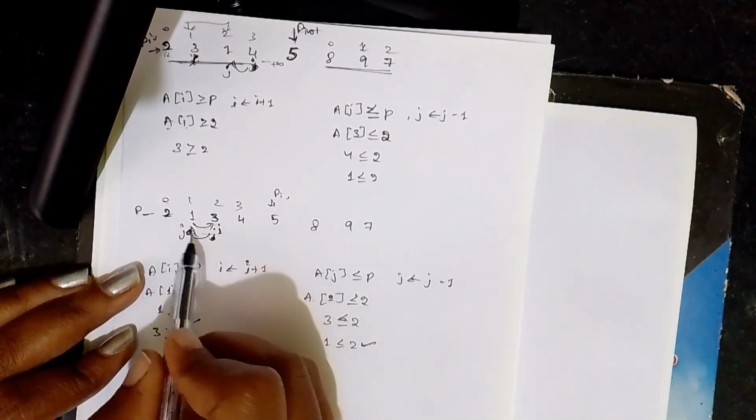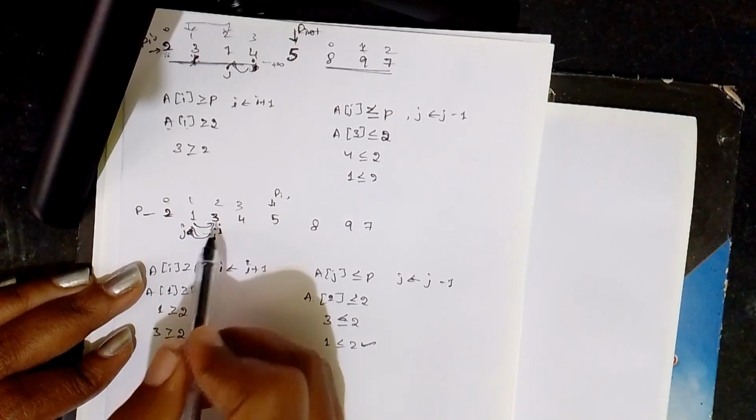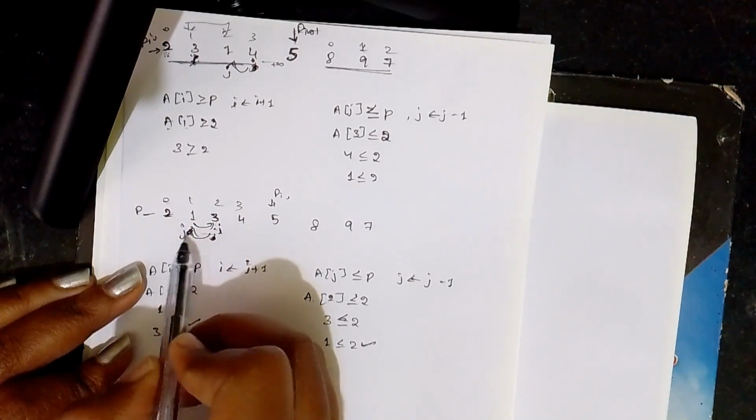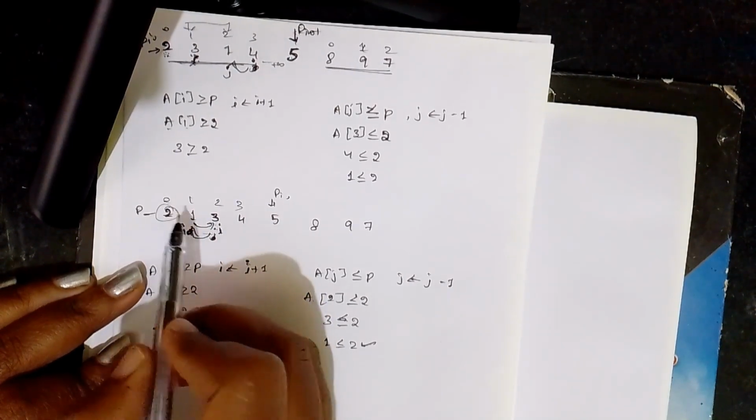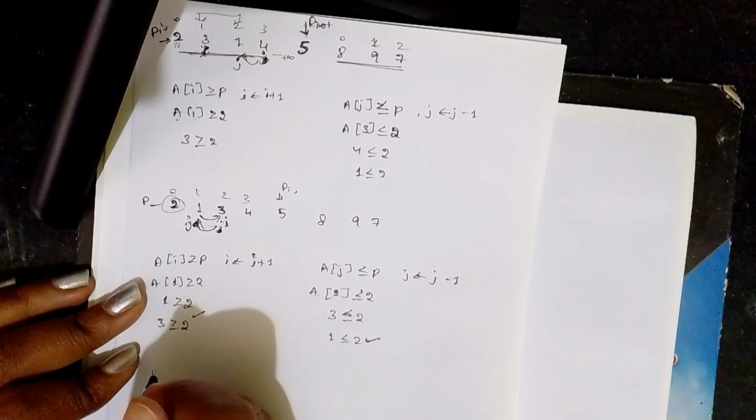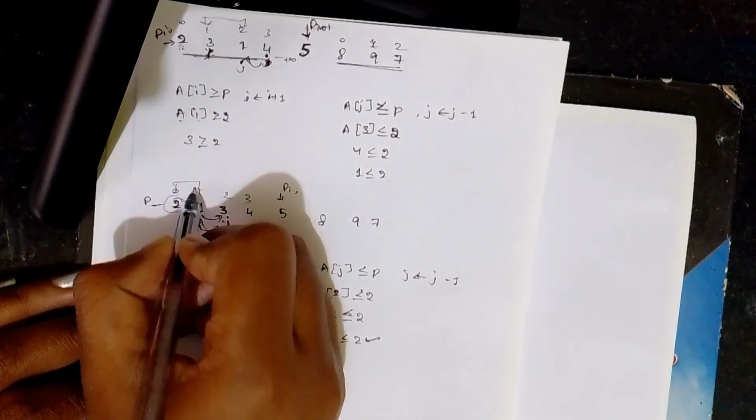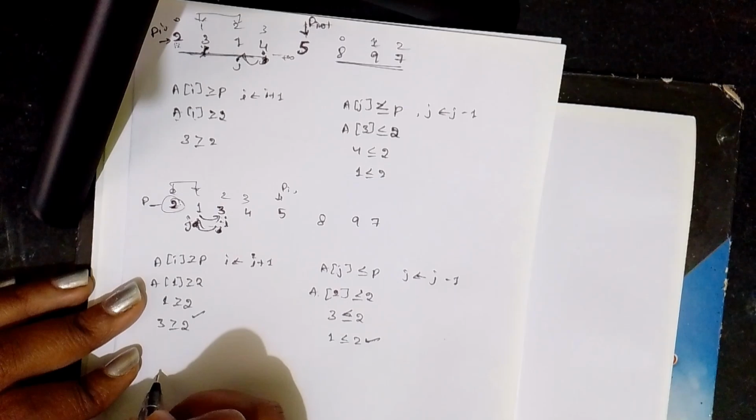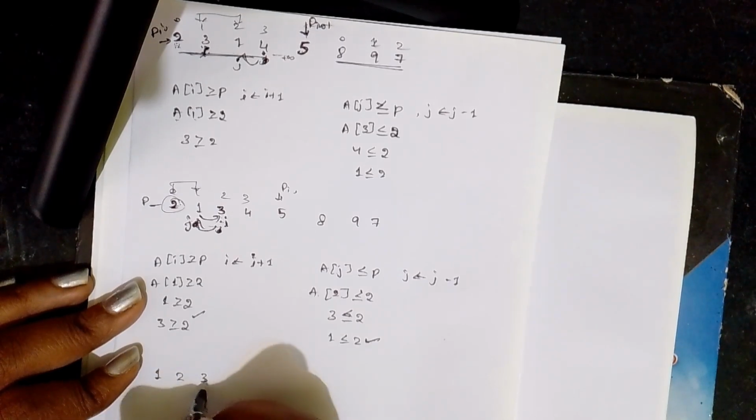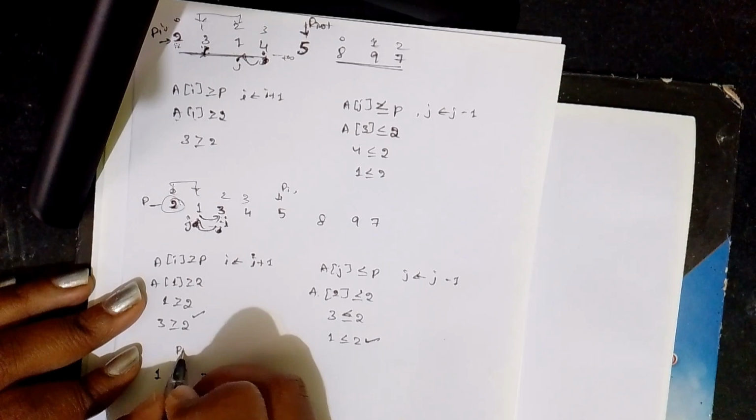Now see here, I and J have crossed each other. Now I have to swap this J element with the pivot element. Then I will get the position of this pivot element. I am going to swap this pivot element with this J element. We will get 1, 2, 3, 4. Our pivot element is at its position.